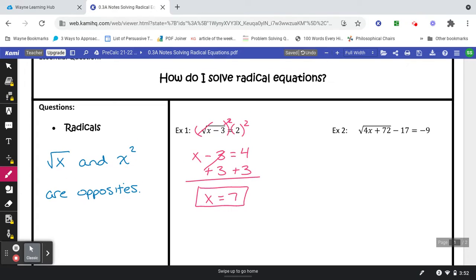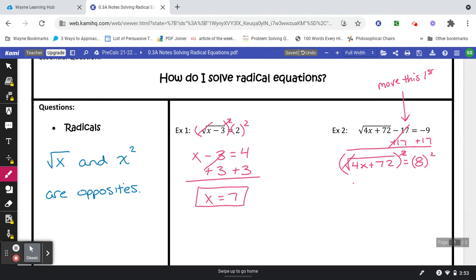For example number 2, notice that there's a number right here. We want to move this first. You want to make sure that the square root bar is all by itself. So you're going to add 17. Get 8. Now that the square root is by itself, that's when you're going to square both sides.